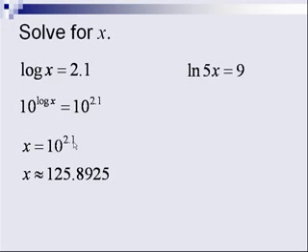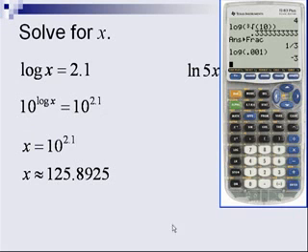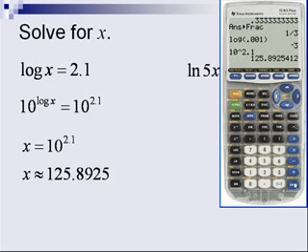And 10 to the 2.1, I can either leave it like that or I can get a decimal value that's equivalent. So 10 to the 2.1, let's take a look at that. So that's going to be 10 to the 2.1. Should be the same there, 125.8925. So that does come out the same.